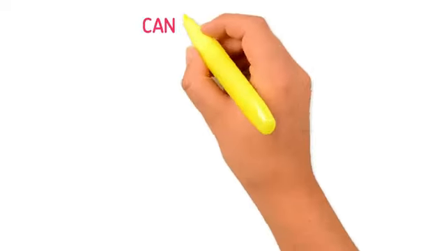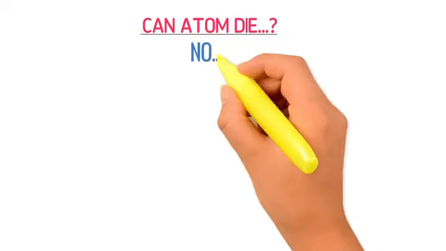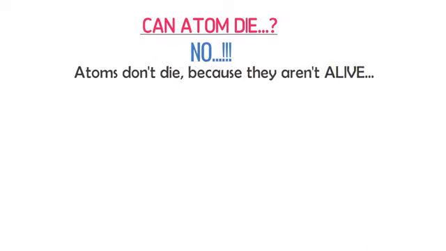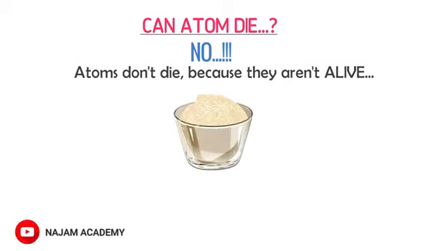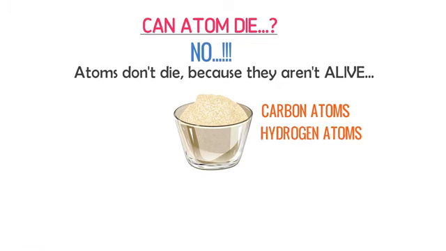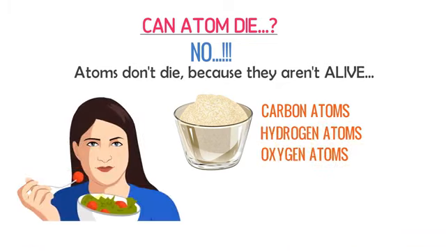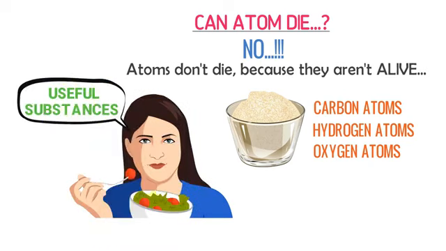The second question is, can an atom die? The answer is no. Atoms do not die because they are not alive, but they do make up elements. For example, glucose or sugar is made up of carbon, hydrogen, and oxygen. When you digest sugar, your body may convert carbon, hydrogen, or oxygen atoms into other useful substances. But your body cannot destroy these atoms: carbon, hydrogen, and oxygen. Thus, we say that atoms do not die.